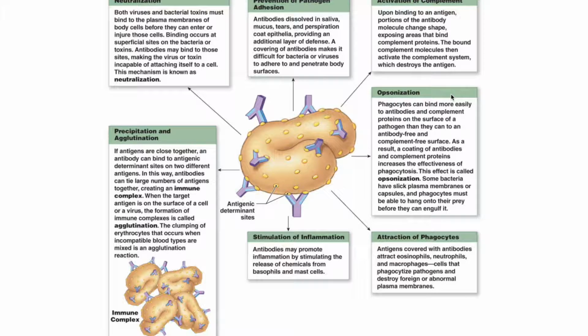The next mechanism is opsonization. Phagocytes can bind more easily to antibody-coated pathogens, increasing their effectiveness. So I like to think of that as making the pathogens more tasty to the phagocytes. And then also just direct attraction of phagocytes. Antigens covered with antibodies will attract all types of phagocytes. And finally, stimulation of inflammation. They will stimulate the release of inflammatory chemicals from basophils and mast cells, and that will help with healing.